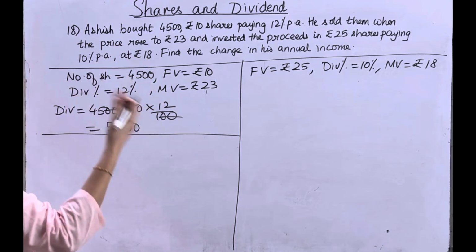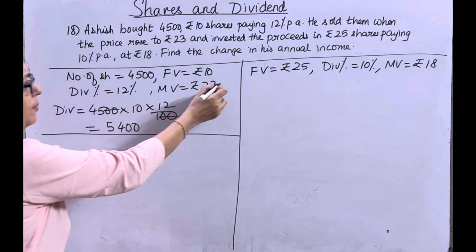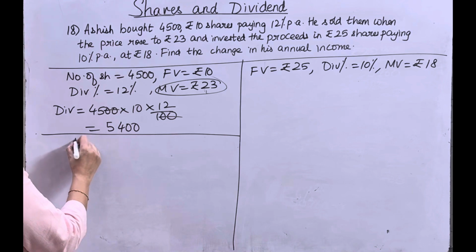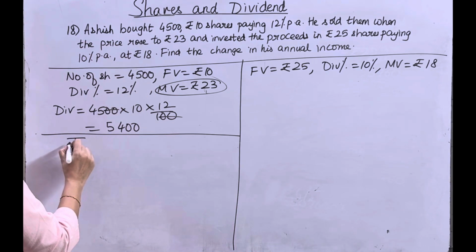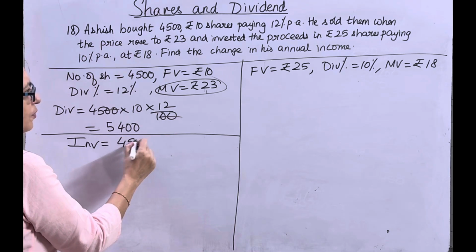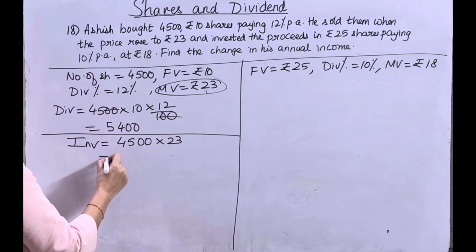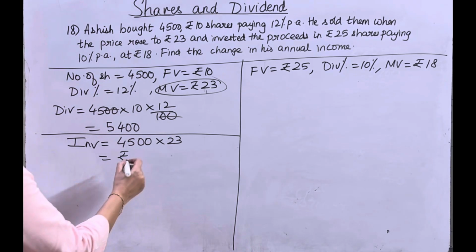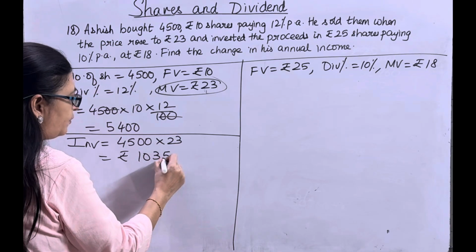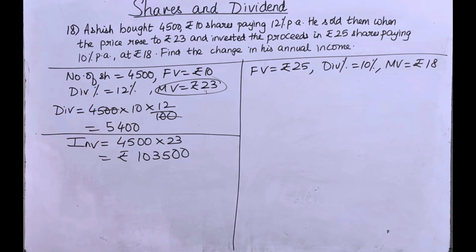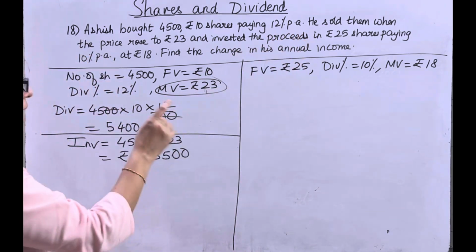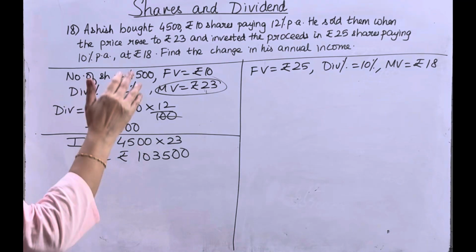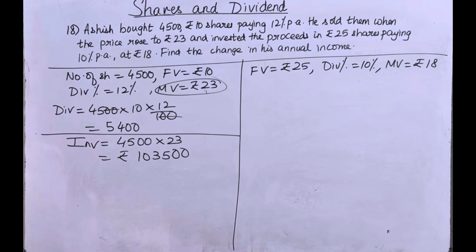Okay. Now he invested when the market value was rupees 23. How many shares was it? We don't know. So first let's find the number of shares. Oh, the number of shares is given. So the investment is 4,500 into 23 rupees. How much did he invest? 45 times 23, which is rupees 103,500. This much amount he invested in the next company, where the face value is 25 rupees, dividend percent is 10% and market value is 18 rupees.